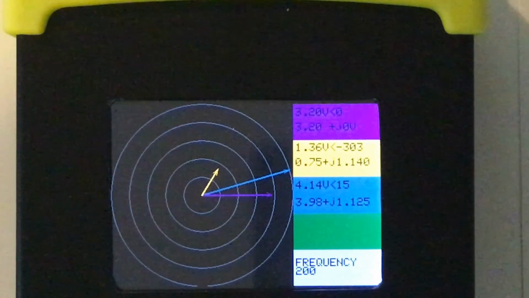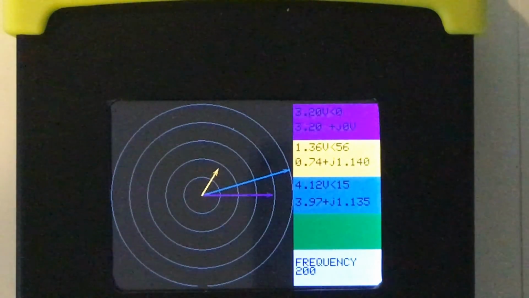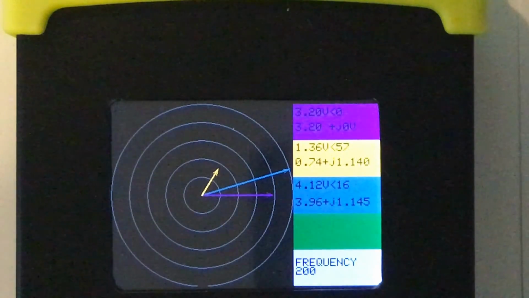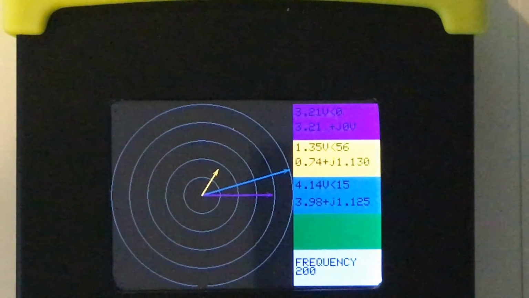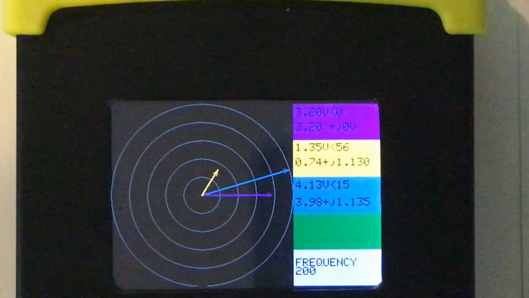Okay, so if you follow your lab notes, you keep increasing the frequency, keep taking the readings, and plot the graphs that are required. Okay, off you go.